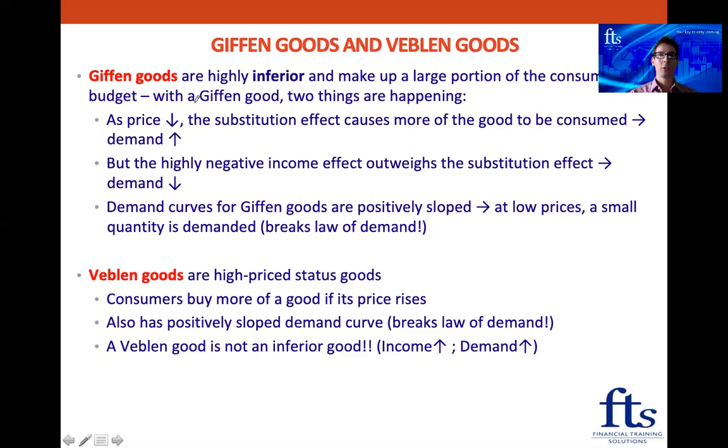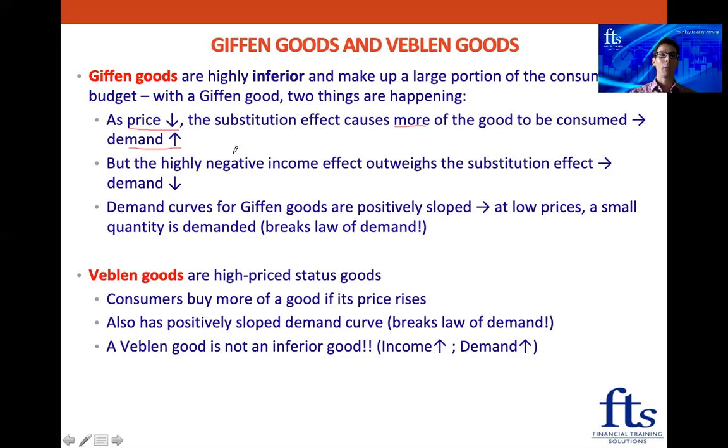So with the Giffen good, two things are happening. The first thing: as the price of rice goes down, the substitution effect does what? It causes more of the good to be consumed because it's cheaper, right? That is demand up. That is a positive substitution effect. Substitution effect is always positive, so we always purchase more of it if the price goes down. But here comes the but: the highly negative income effect outweighs the positive substitution effect.